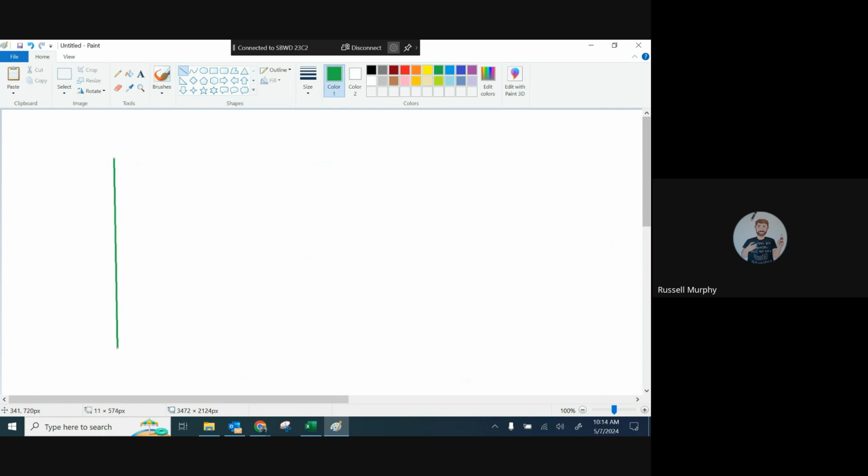Ooh, look how straight I drew that line. That's so good. Did you say strong acid or weak acid? We got the weak acid, strong base.